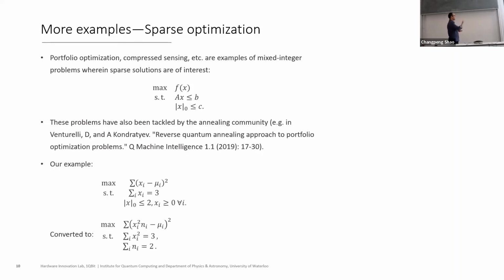And people have tried to attack this problem using, for example, the quantum annealing community, and it doesn't really work well. And so the way you can convert it to a mixed integer problem is that you take this sparsity constraint. So in this example, I'm looking for solutions. So these two give me a convex problem to solve.